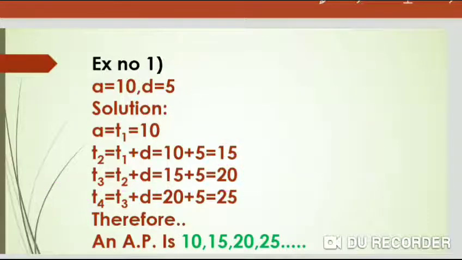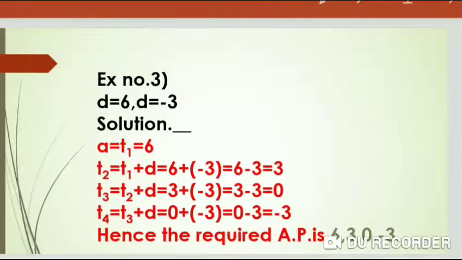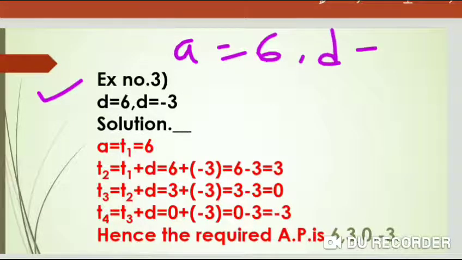Understand student? And see, in this way we have to write down an AP: 10, 15, 20, 25 and so on. Understand? Now see another example. In this example, again we have to write down an AP. Okay. Here the value of A is equal to 6 and the value of D, that means the common difference, is minus 3. Now see here, A, that means T1, is equal to 6.